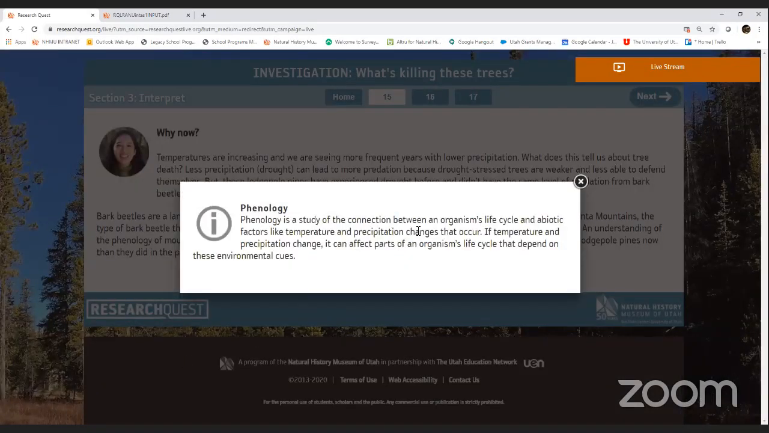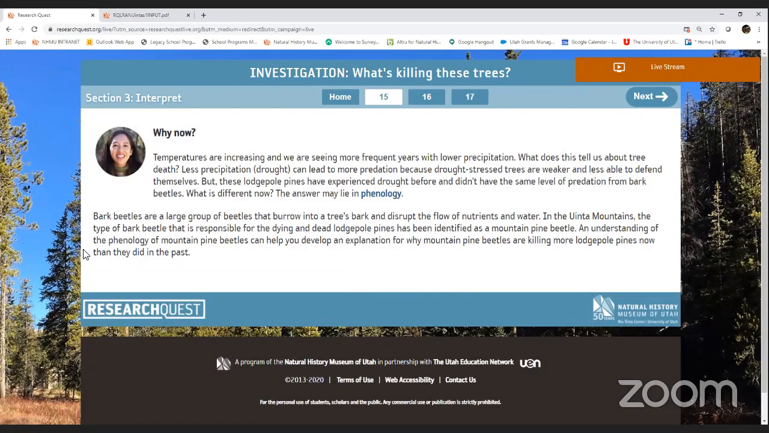This is the study of the connection between an organism's life cycle and abiotic factors like temperature and precipitation changes that occur. If temperature and precipitation change, it can affect part of an organism's life cycle that depend on these environmental cues. Bark beetles are a large group of beetles that burrow into the tree's bark and disrupt the flow of nutrients and water. In the Uinta Mountains, the type of bark beetle that is responsible for the dying and dead lodgepole pines has been identified as a mountain pine beetle. An understanding of the phenology of mountain pine beetles can help you develop an explanation for why mountain pine beetles are killing more lodgepole pines now than they did in the past.